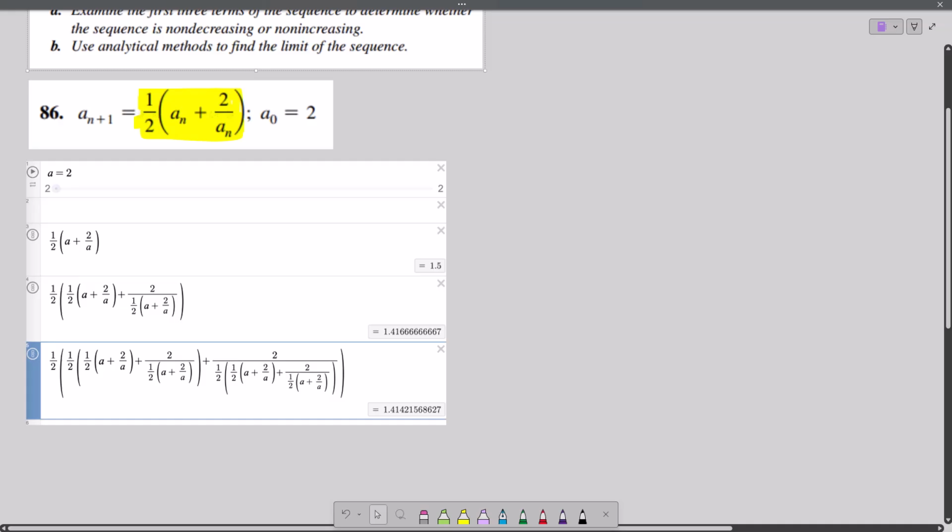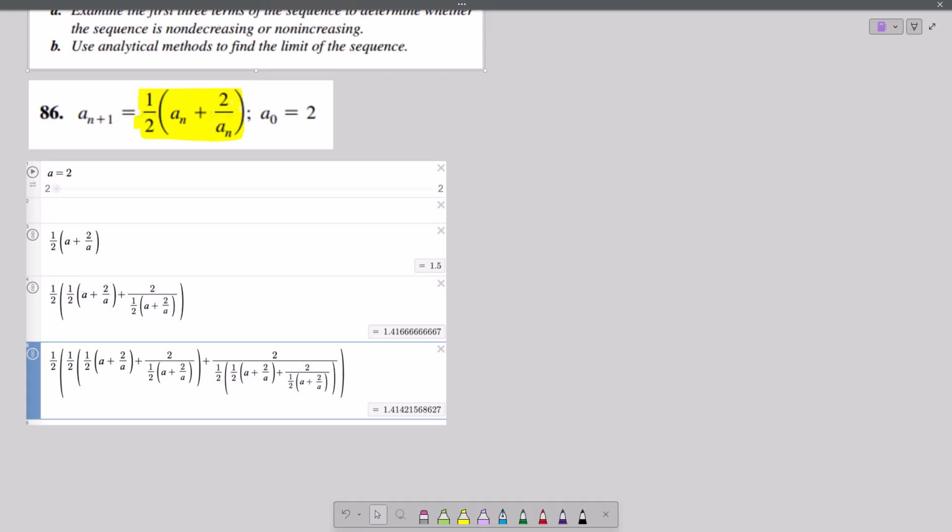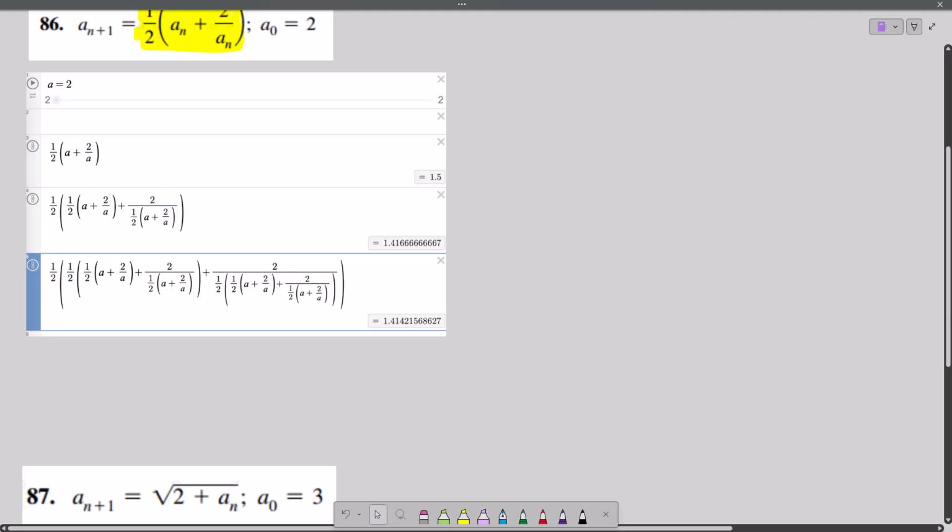So it cannot turn around and go up because we're always plugging in a smaller a sub n. If it goes from 2 to 1.5 and we plug it in there, then we're adding to a smaller number than what we started with. So it's going to be going down. So this sequence is bounded, and it's monotonically decreasing. So we can call it a decreasing sequence.